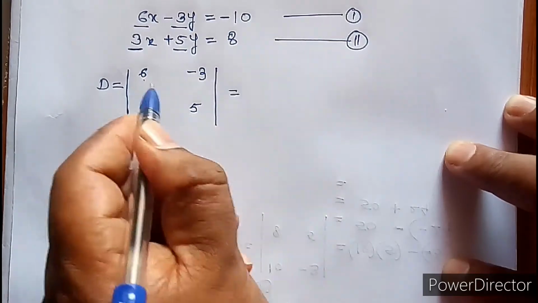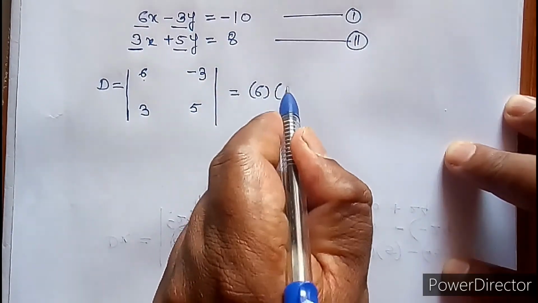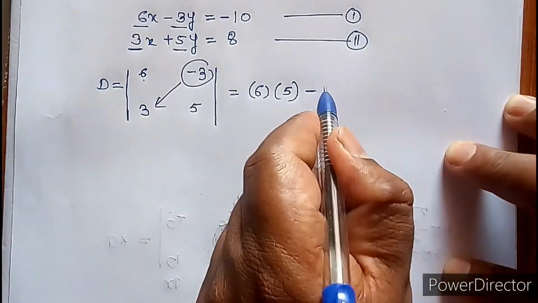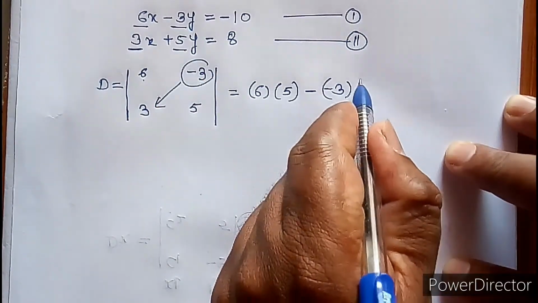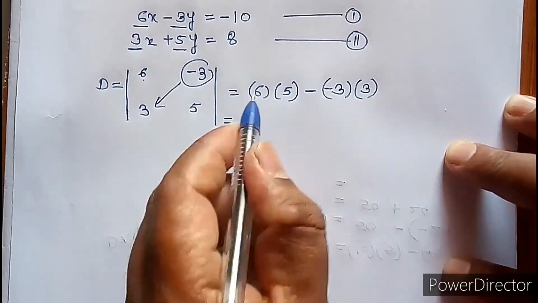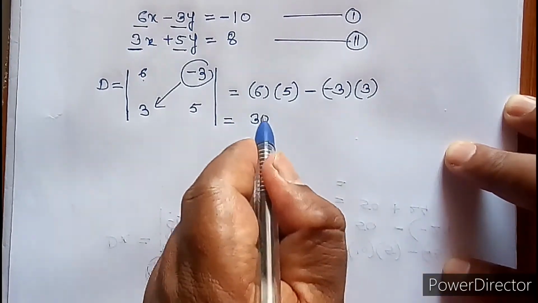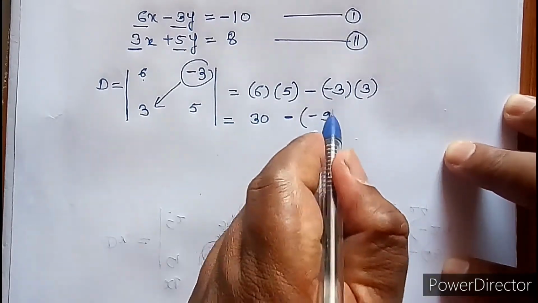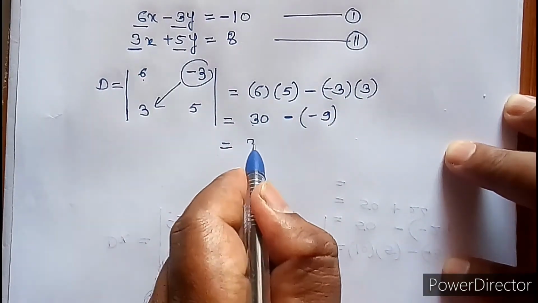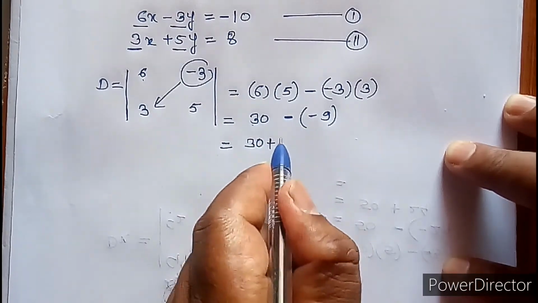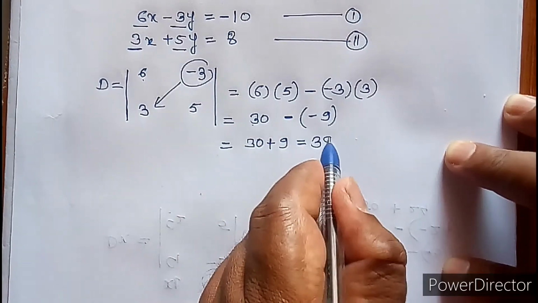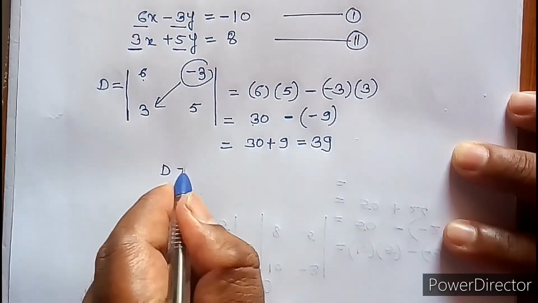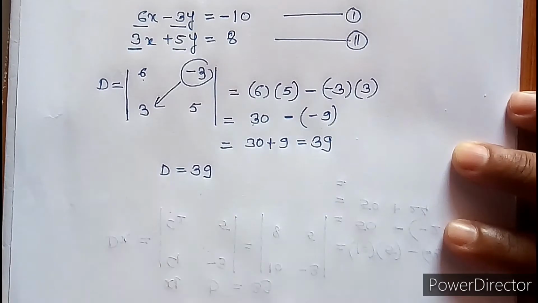Now find the value of d, that is 6 will be multiplied with 5 minus this minus 3 will be multiplied with 3. Now this minus 3 will be multiplied with this 3. Now 6 into 5 it will be 30. Now this minus, as it is minus 3 into 3, it will be minus of 9 equals to 30. As it is minus minus, it will be plus 9 equals to 39. Now we get the value of d, that is 39. Therefore write down here d equals to 39.